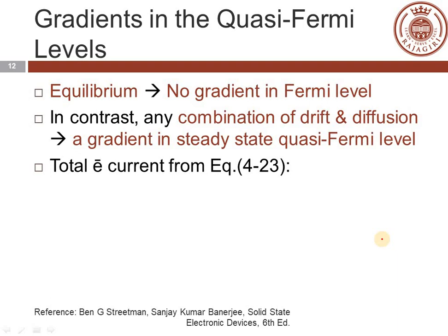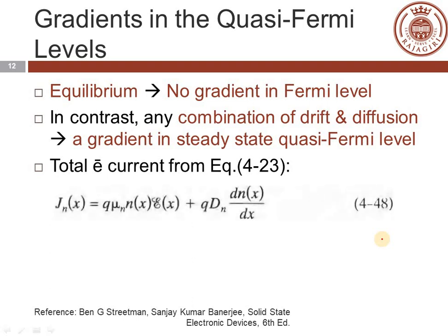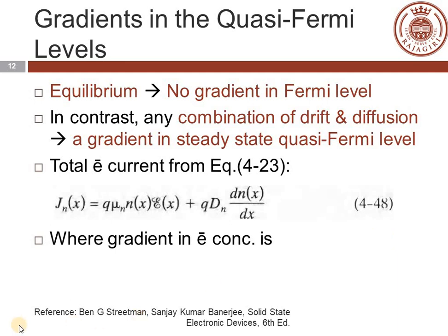So from the previous session, our total electron current, which is the sum of drift and diffusion components, we can write as Jn of x equal to q into mu n of x into E of x plus q Dn d by dx of n of x. So drift plus diffusion component. In this, we will be taking the gradient in the electron concentration, d by dx of n of x.